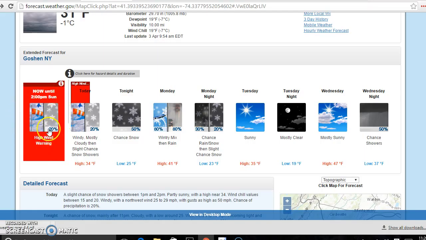So we've got high wind warning today, and then a chance of snow tomorrow, with a little bit of wintry mix changing over to rain. Okay, so that's what we're looking at over the next 24 hours or so. And some very cold temperatures. Tuesday, a low of 19. Monday night, a low of 23. Okay, so some very cold air moving into the region.